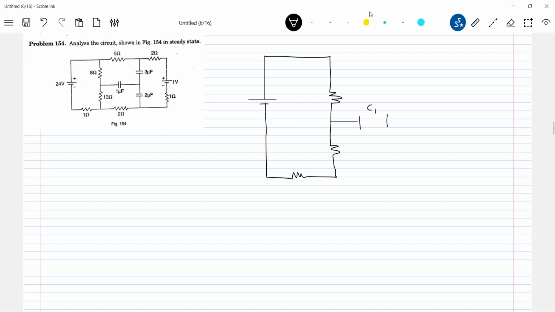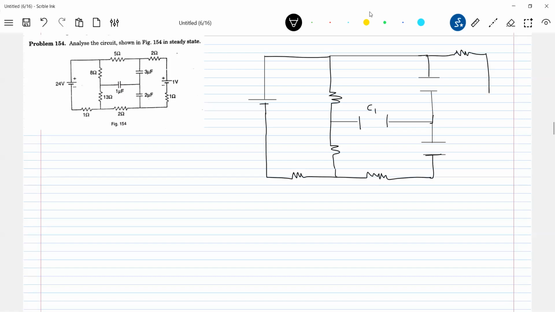I'll call this capacitor C1. At steady state only. Again, we are doing the problem at steady state. So what you have to check is, if there's one capacitor, we can manage. If there are two capacitors, we'll search for series or parallel. So here we have three capacitors, so we have to be alert how they are connected.